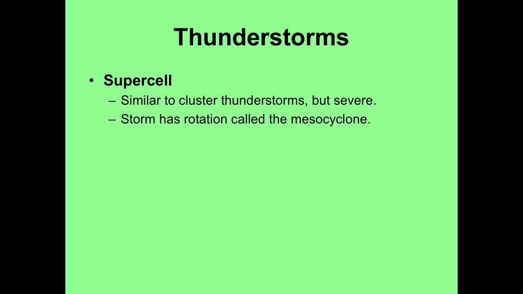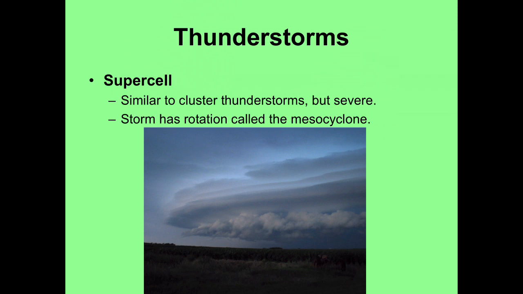The storm has rotation called a mesocyclone. It's larger, it's actually spinning around, not like a tornado, but a large cloud mass that spins. And I'll show you some pictures in a moment. And here's one from a distance. It's not moving, of course, at this moment, but it's just a large round shape. And inside there may be tornadoes and hail.